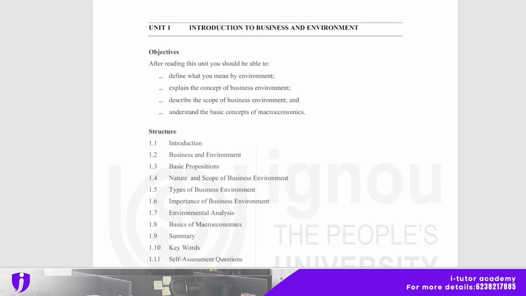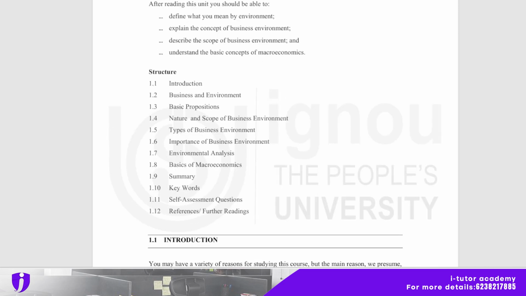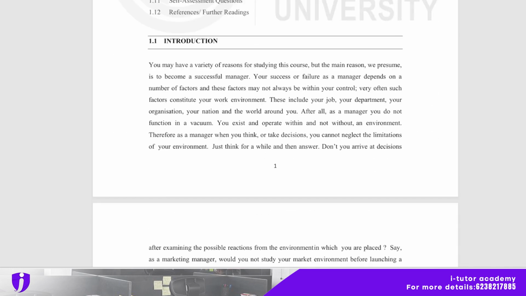So what are the objectives? After reading this unit, you should be able to define what you mean by environment, explain the concept of business environment, describe the scope of business environment, and understand the basic concept of macroeconomics. The structure of this unit is: introduction, business and environment, basic proposition, nature and scope of business environment, types of business environment, importance of business environment, environmental analysis, basics of macroeconomics, summary, keywords, and self-assessment questions. So let's begin with the introduction part.